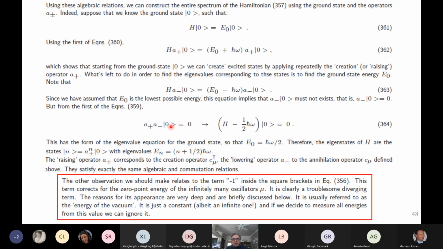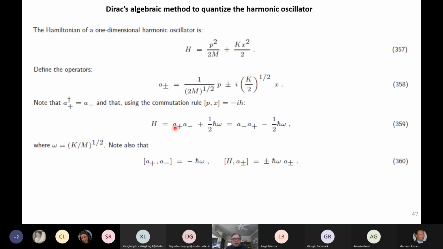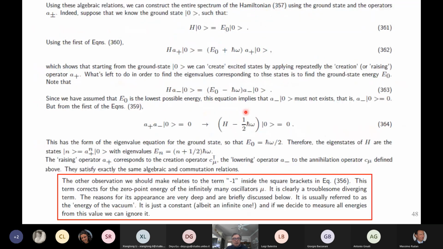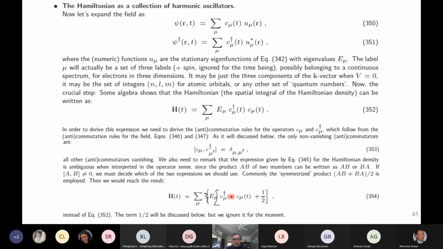Notice that the Hamiltonian can be written, as I wrote somewhere here, as A plus A minus plus 1/2 h bar omega. Let's go back here. Notice that this is C dagger C plus 1/2, and this plays the role of h bar omega. And this is indeed why this can be viewed as a collection. Each mu is a harmonic oscillator, an entire Hamiltonian is a collection of harmonic oscillators. And their ground state will be the ground state of each harmonic oscillator, and excited states will be obtained by applying to the ground state the operator C dagger.